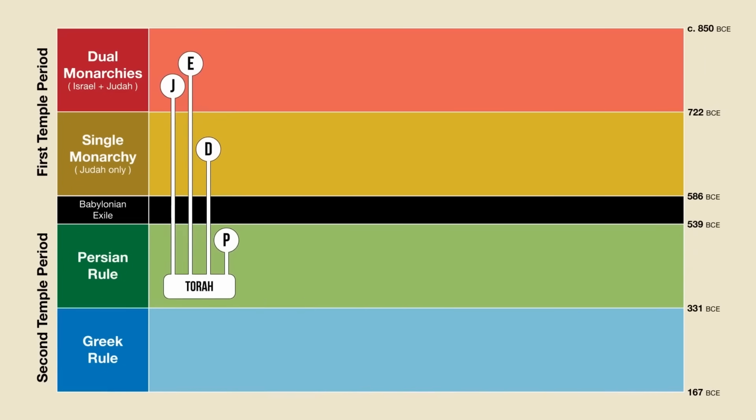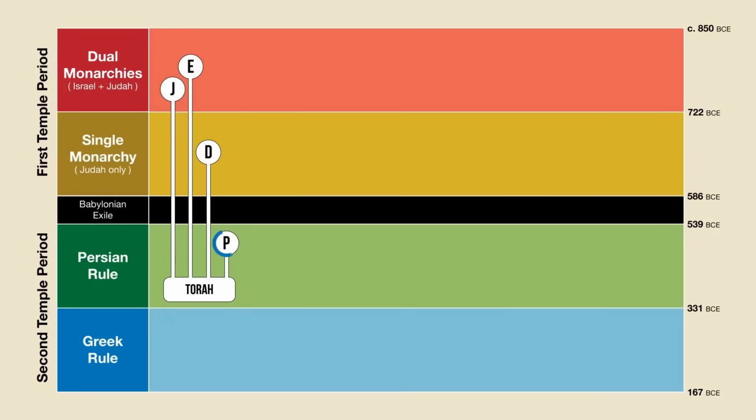So let's start by adding the Torah to the timeline. But remember, there are several different theories about when the various parts of the Torah were written. So keep in mind that what I'm showing here is just one of the possibilities. Here, we're going to assume that J and E were perhaps written during the Dual Monarchies period, and that P was written after the exile.